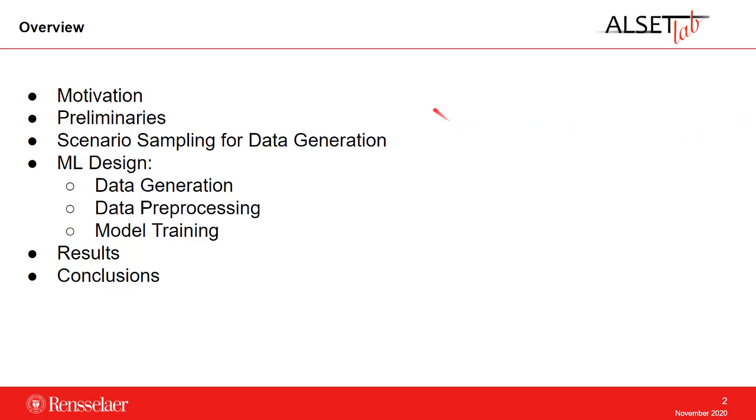This presentation is structured as follows. First, I will describe the motivation for this work from the perspective of power systems. Then some preliminaries will be introduced before jumping into scenario sampling for data generation, one of the main points of this work. Since the generated data has been employed to train machine learning modules for small signal stability assessment, we will go through some steps of the machine learning design and discuss their corresponding results. Finally, this presentation will be concluded highlighting the main contributions of our work.